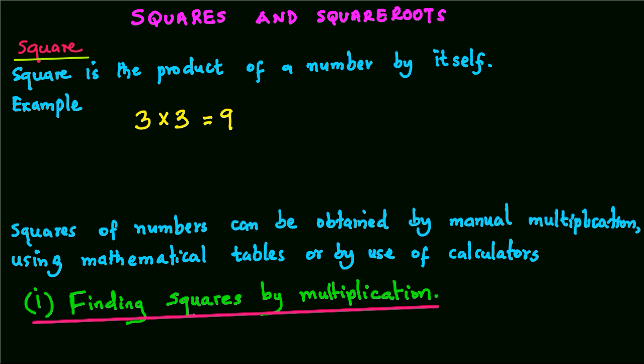Similarly, 15 by 15 gives 225. So in this case, 225 is the square of 15. And 2.5 times 2.5 will give us its square, which is 6.25.